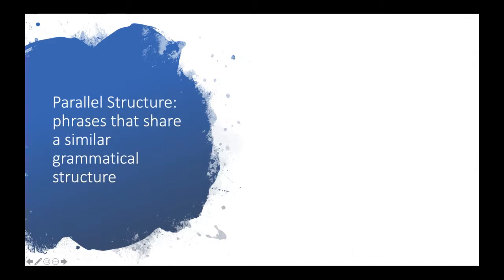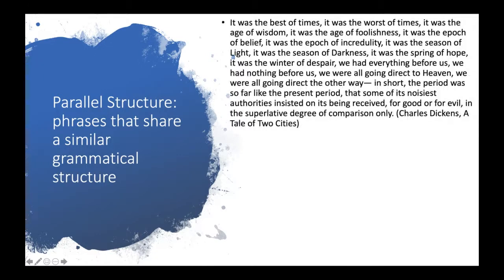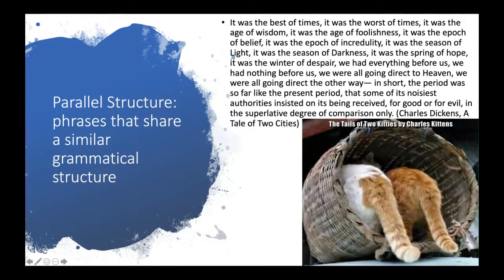Parallel structure is a phrase or two phrases that share a similar grammatical structure. Here's an example from a very famous first sentence of a book. This is the opening to A Tale of Two Cities. This is one sentence. Many people think that the first part of this sentence is the entire first sentence, but it is much longer than that.